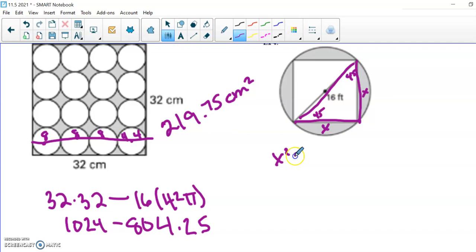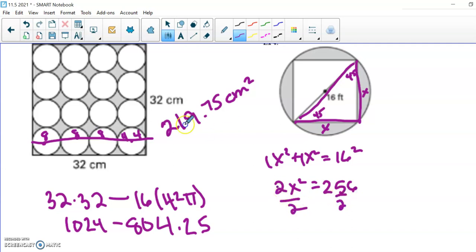We could say that x squared plus x squared equals 16 squared. 1x squared plus 1x squared gives us 2x squared. 16 squared gives us 256. We can divide each side by 2 to get rid of that. Gives us 128. Square root of 128 gives us about 11.3. So we know the side lengths are about 11.3. And again, you could have used your 45, 45, 90 triangle for that.